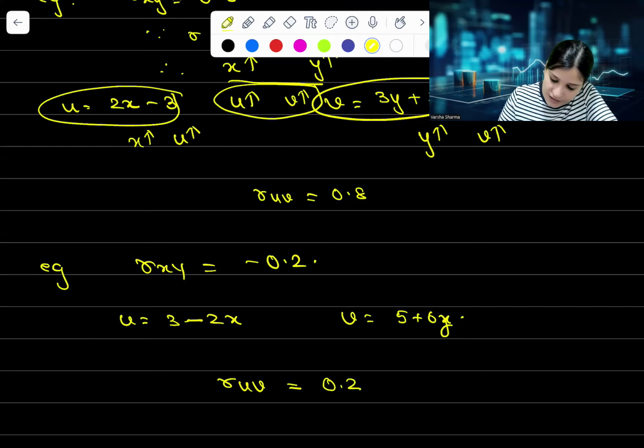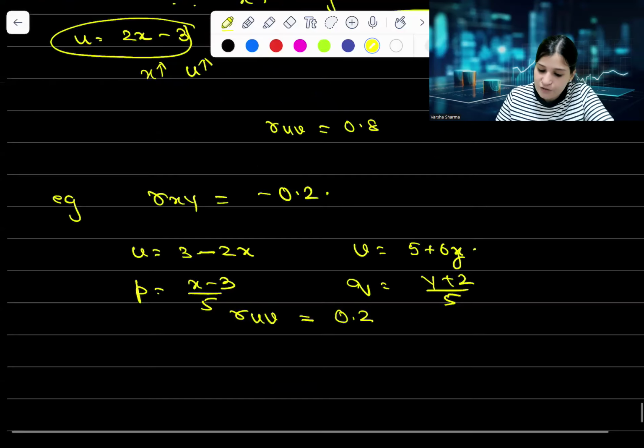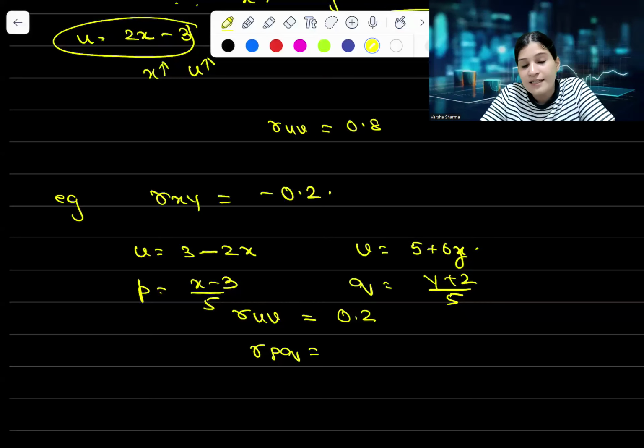If I tell you, suppose P is x minus 3 by 5 and Q is y plus 2 by 5, can you tell me what will be RPQ? Minus 0.2. Since both of them are divided by the same positive number, same sign, whatever the original R was, it will remain the same.